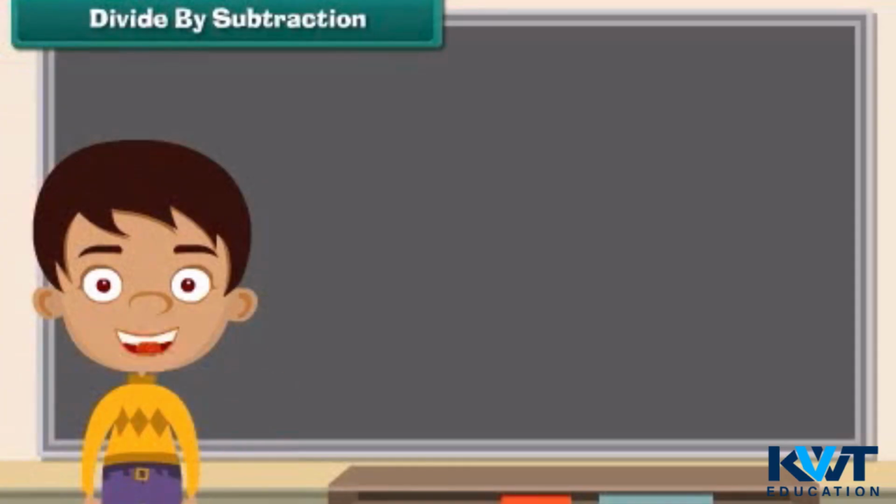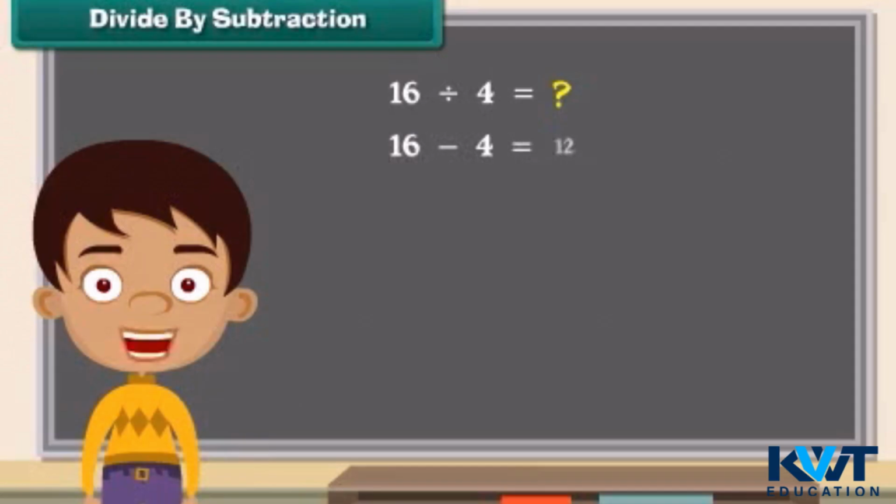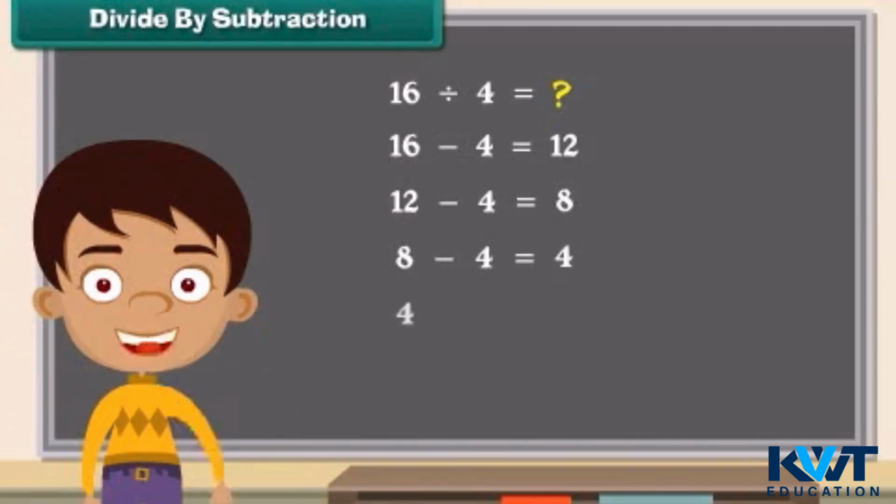Divide by subtraction. We will now learn division by subtraction. Let us divide 16 by 4. Subtract 4 from 16. We get 12. Now subtract 4 from 12. We get 8. Subtracting 4 from 8, we get 4. Similarly, subtract 4 from 4, we get 0.